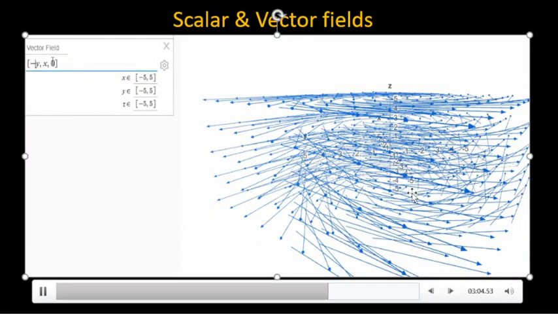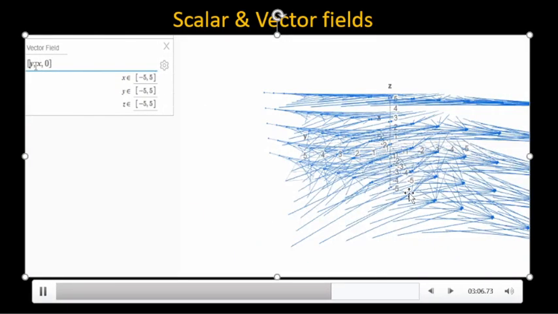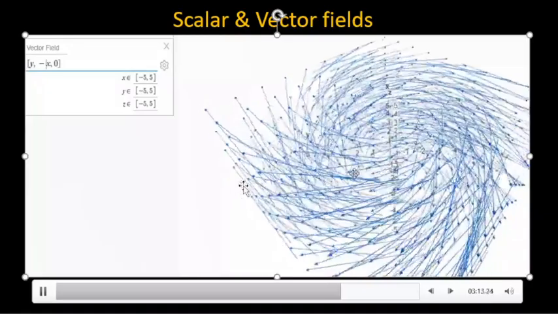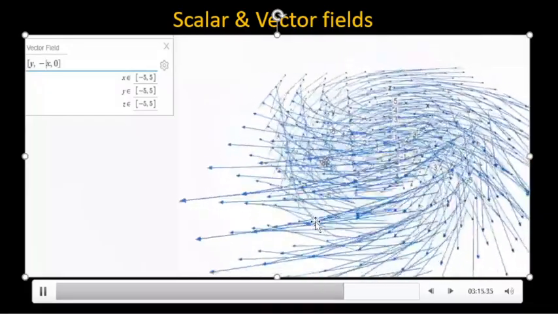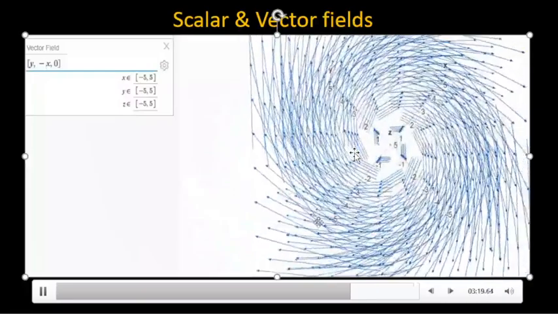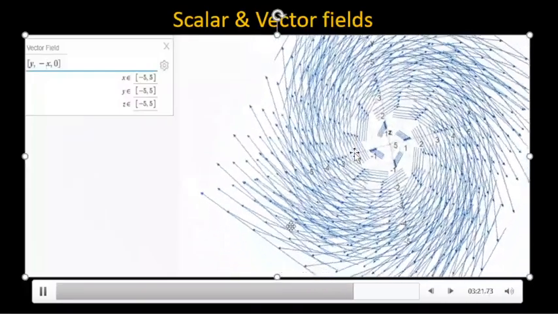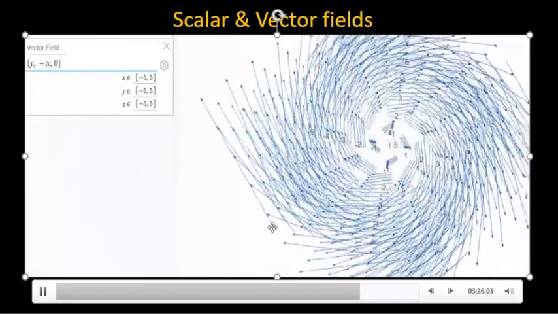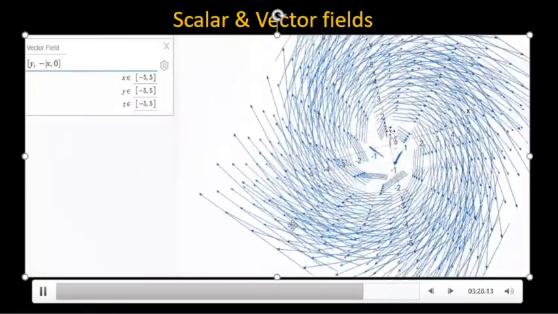And suppose if I make it just opposite, this is y and it is minus x. Can you see? The rotation will be just opposite. It is now clockwise. Earlier it was anti-clockwise, now it is clockwise. This direction is this side, this side, this side, like this.